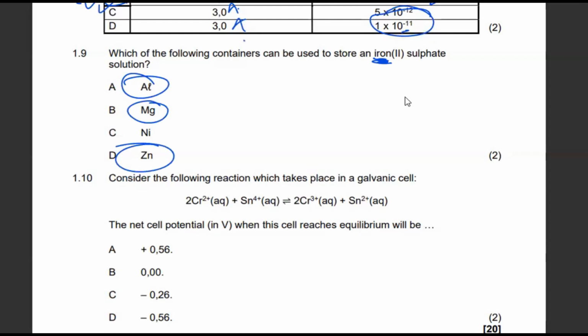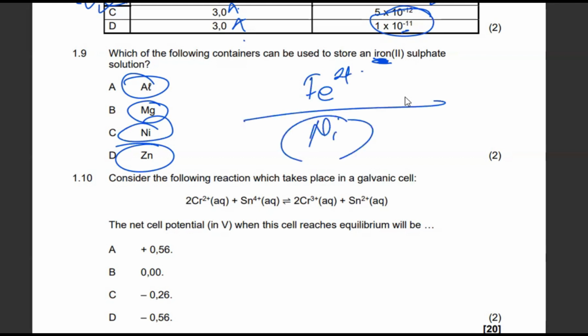Remember, nickel is the one which is a little bit lower than iron 2 in the reactivity series. So anything which can store iron must be lower, meaning that it cannot displace iron in the reaction. When you go to the reactivity series, you'll find that iron is a little bit higher compared to nickel. So nickel is able to store this. So C becomes the most correct answer.